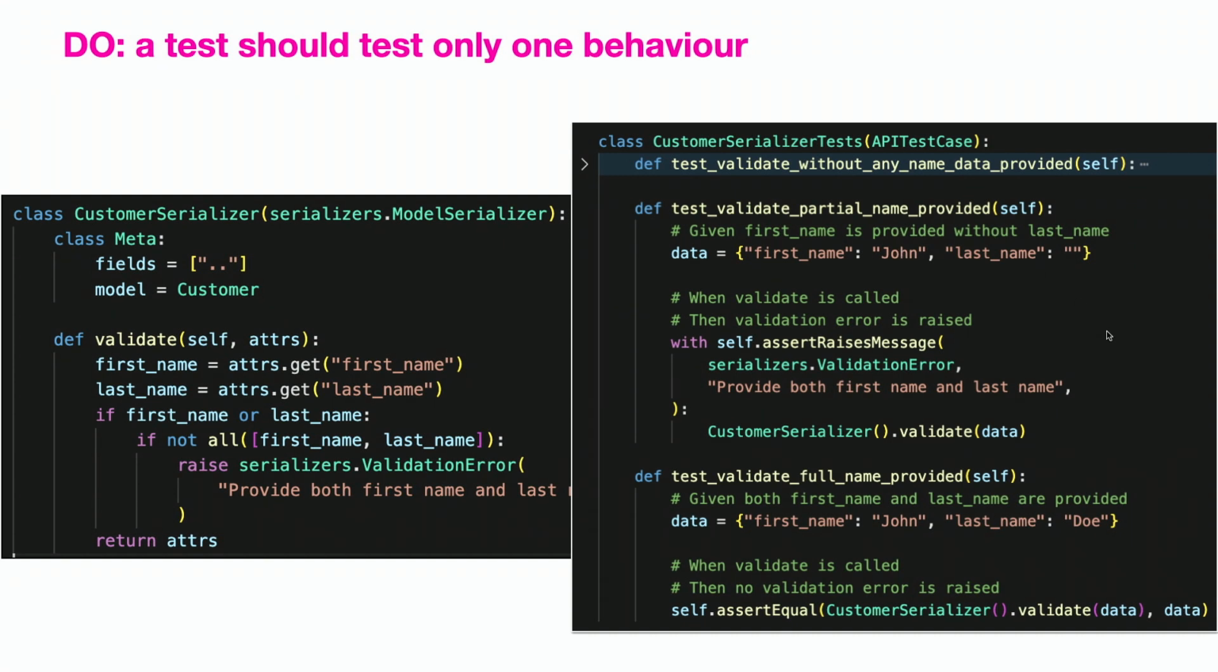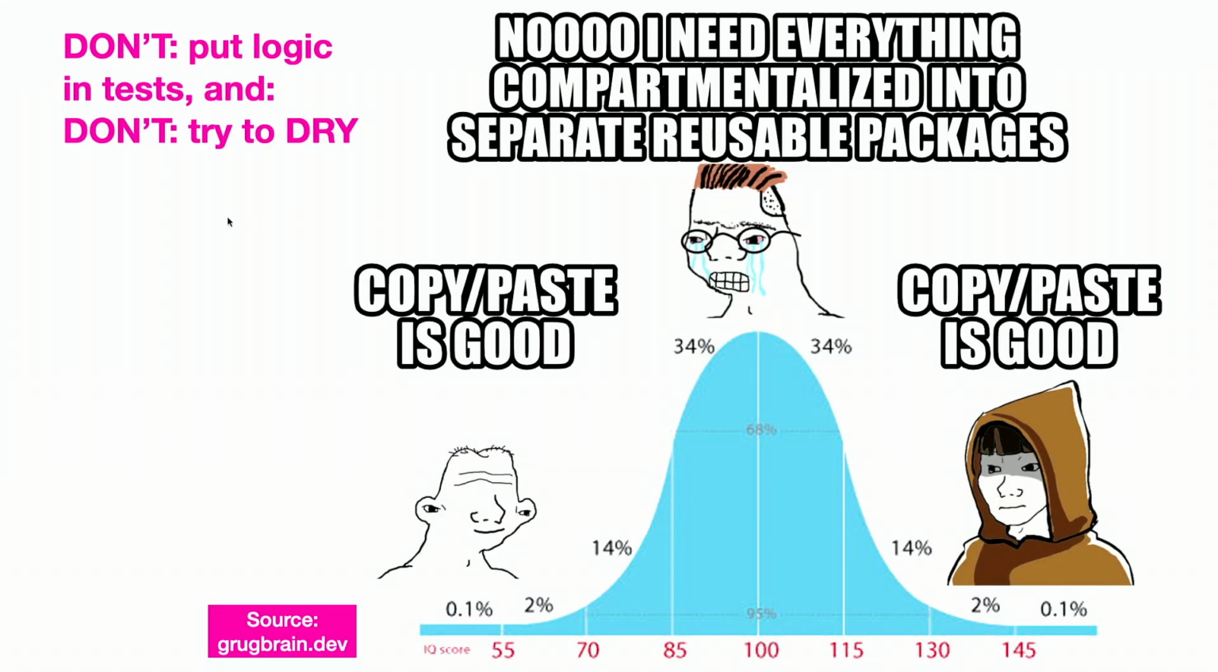When it comes to unit tests, to test code, don't worry about having code duplicated. And that brings me to the next slide. Don't try to DRY. DRY is don't repeat yourself. When it comes to tests, repetition is not a bad thing. Actually, if it makes your tests more readable and more independent of each other, then duplication is not bad.